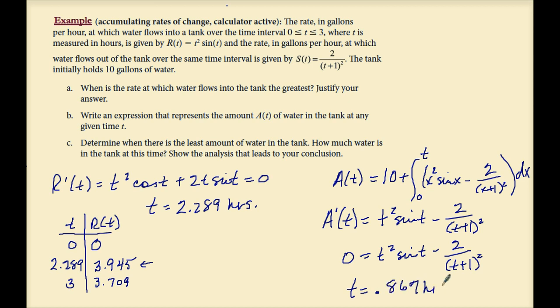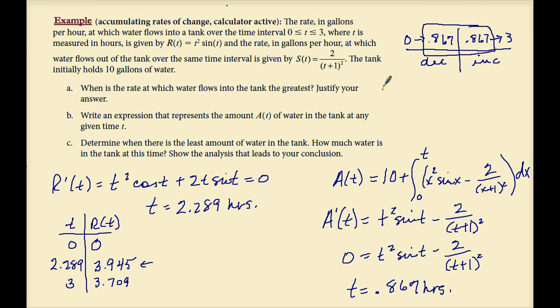0.867 hours. Using the first derivative test, we can determine the behavior on either side of 0.867 in order to determine if it's a maximum or a minimum value. So we'll look at 0 to 0.867 and 0.867 to 3. The function is decreasing to the left and increasing to the right, which verifies that 0.867 is a minimum value.